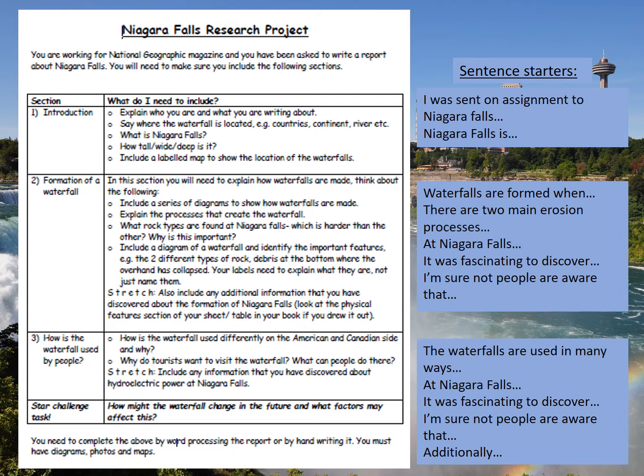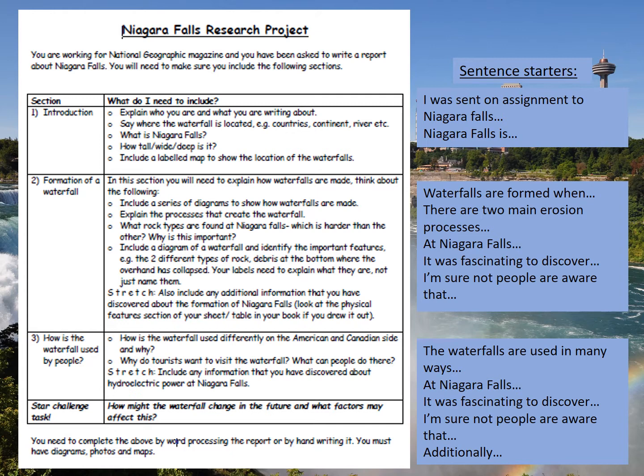You'll need to download this sheet from Satchel 1. The sheet is called Niagara Falls Research Project, and it includes a breakdown of what you need to include in each section of your report. So if you have a printer, it might be useful to print it off. If you haven't got a printer, that doesn't matter. Just download the sheet so you can have a proper look at it, so it's easier to read than on the screen here. And follow the structure to write up all the information that you have gathered so far.